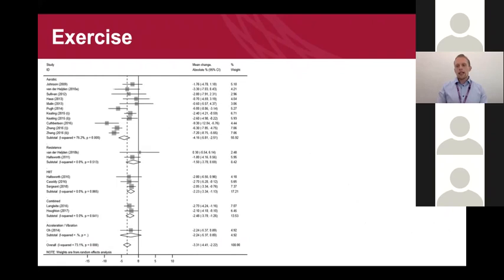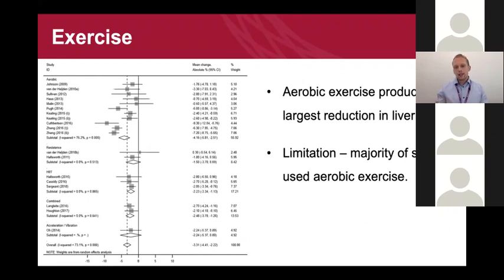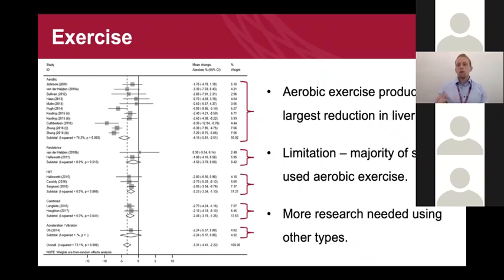So the next question really is, well, what types of exercise training is most effective? So what we found was that aerobic or endurance exercise produced the largest reduction in liver fat. But the main caveat to this conclusion really is that the majority of the studies only used aerobic exercise training, whereas the other types, you can see there was really only sort of 3 or 4 studies that have been run using these other types of exercise. So really, we need more research using these other types to have a solid conclusion around this.